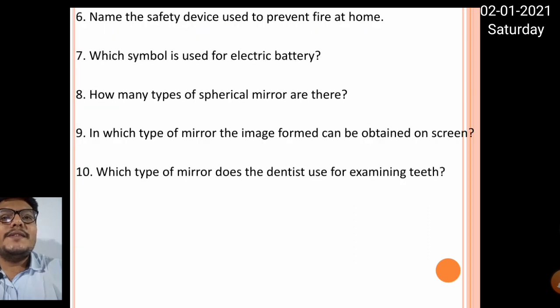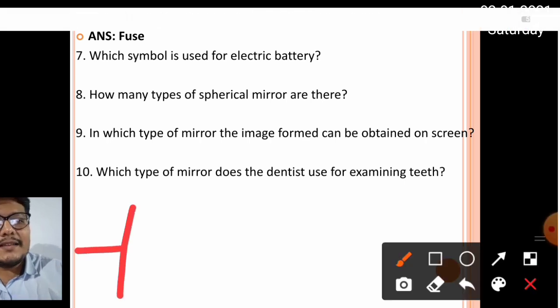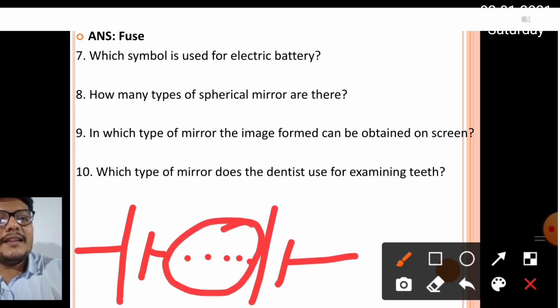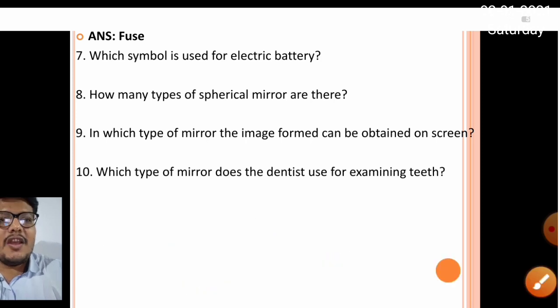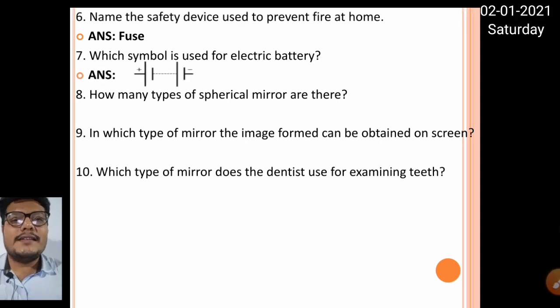Okay, let's see number 6. Name the safety device which is used to prevent fire at home. So easy, it is fuse. Okay, what is the symbol of electric battery? So first we need to draw a cell, which is like this. Then dots, again we will draw, and here. So this means there are many cells connected, right? So this is the symbol of battery. Here you can see in the answer.